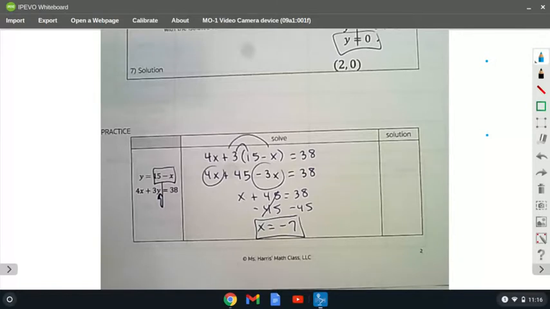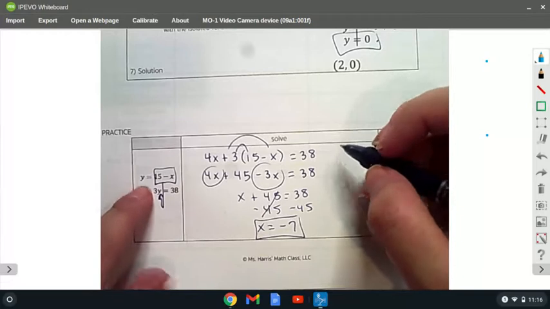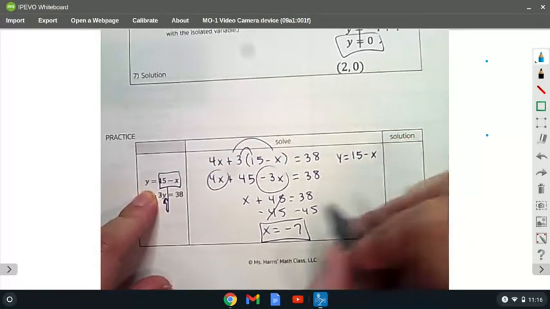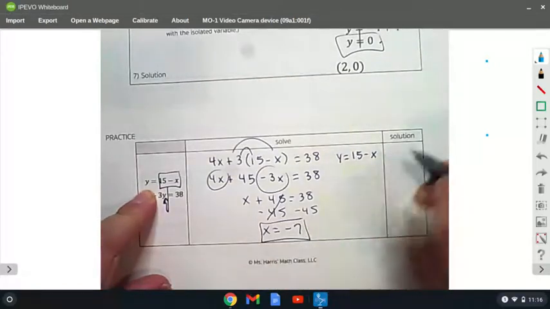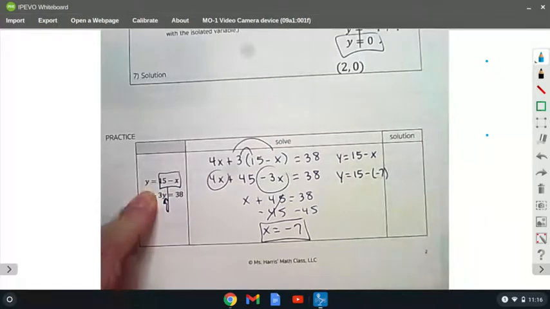I found one variable. I still have to find the other. So I need to look at one of my original equations. I'm going to take the first one, y equals 15 minus x. And now I'm going to plug this new x into that equation. So y equals 15 minus negative 7.